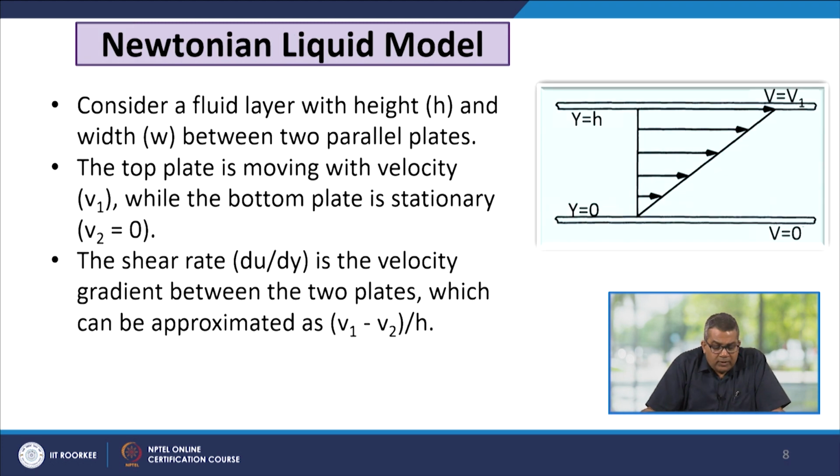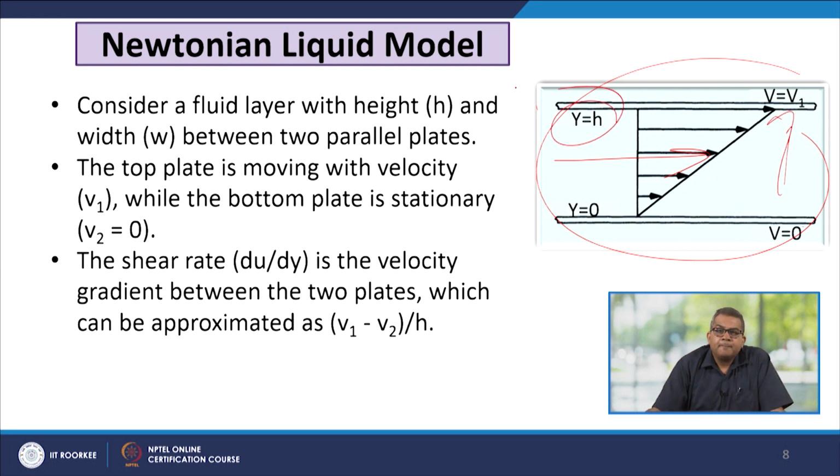Now, let us talk about the Newtonian liquid model, in which we consider a fluid layer. The fluid is flowing in this particular direction. Now, consider a fluid layer with a height h and width w between two plates, and these two plates are parallel in nature. The top plate is moving with a velocity v1, while the bottom plate is stationary, with the velocity v2 equal to 0.